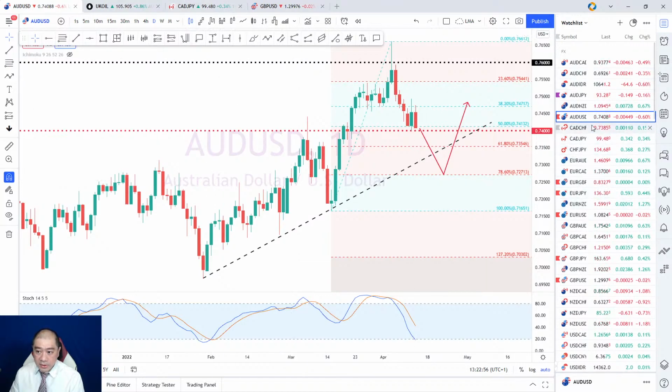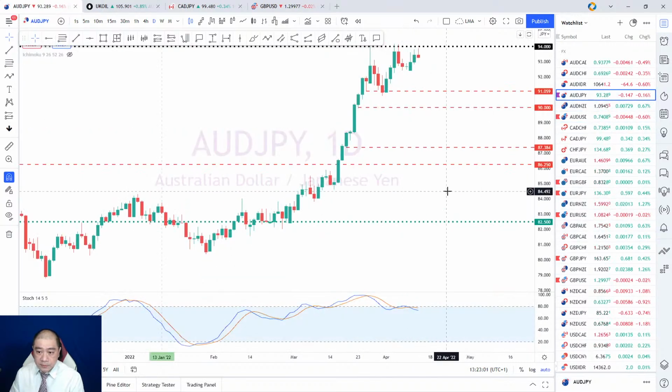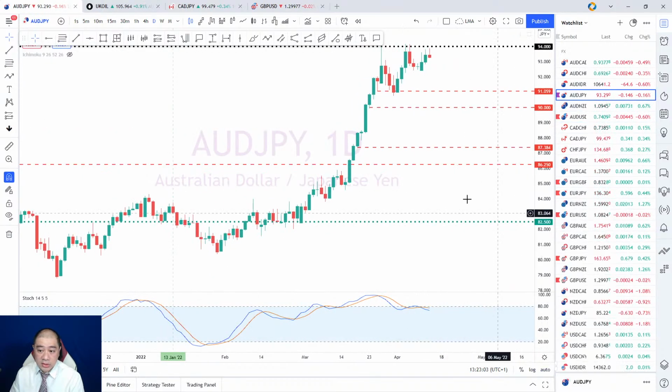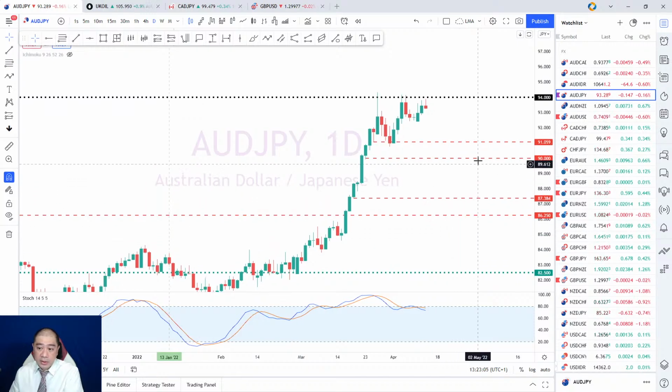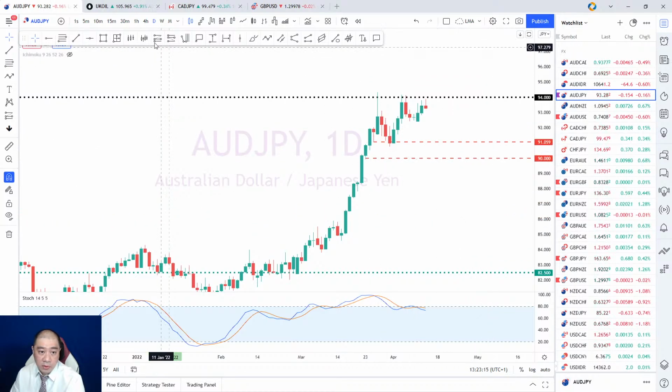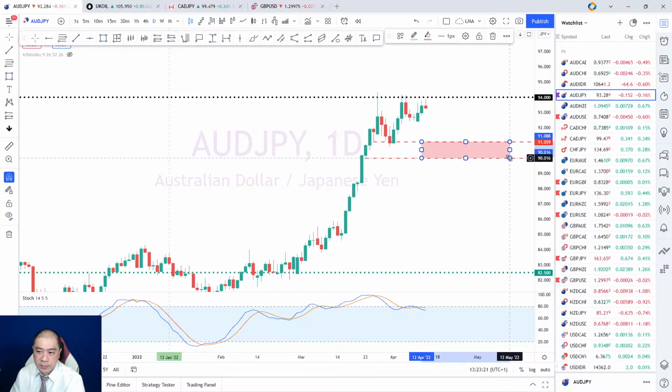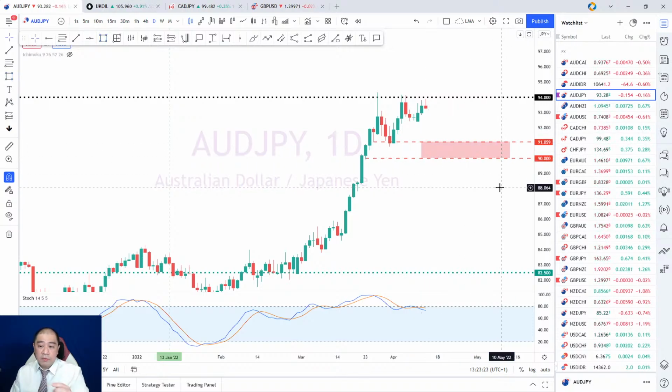But for the Aussie Japanese Yen, we haven't seen a proper correction yet, partly because of yen weakness. We just haven't seen that happen here on the Aussie Yen. Now, in terms of support, we still have 91, 90 yen. I'm going to clear off 87. We don't need 87. We just need to focus on 91 and 90. In terms of correction, that's about 300 pips. I think that should be enough room for correction for Aussie Japanese Yen.